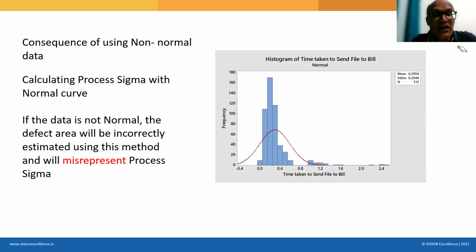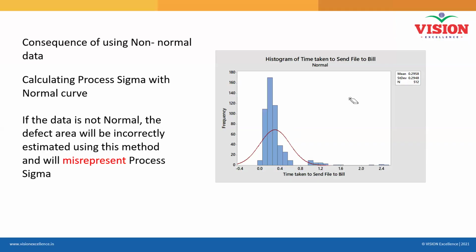Next, what are all the consequences of non-normal data? If data is not normal, what will happen? It may be positive or negative based on the process. Sometimes it is a positive impact or sometimes it is negative. But what are the consequences if the data is not normal? Variation may occur out of control limit over the period.